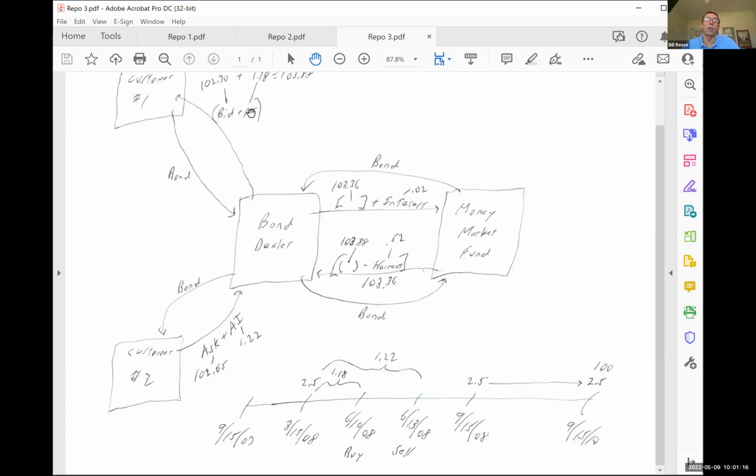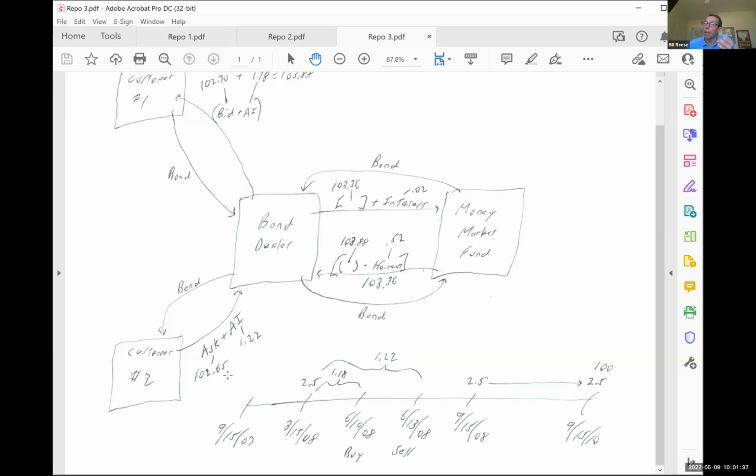In this example, the bid and the ask are going down. And you know it is true because here the bid was 102.7. The ask had to be higher than 102.7. 3 days later, the ask is at 102.65. So if the ask has gone down, the bid has gone down, the value of the bond has gone down. So the bond dealer has lost money on the value of the bond going down.